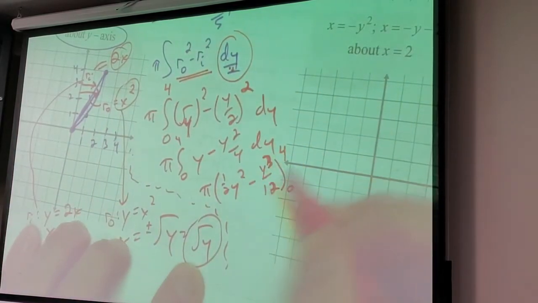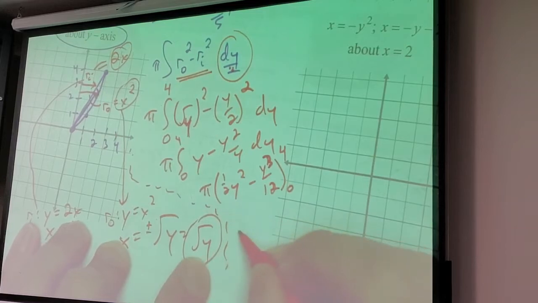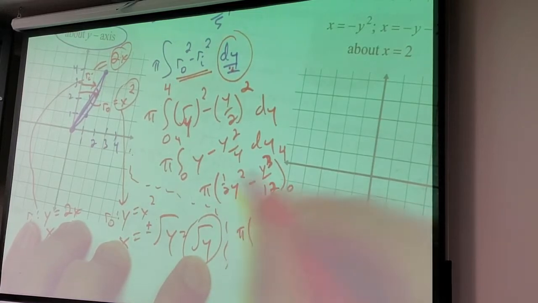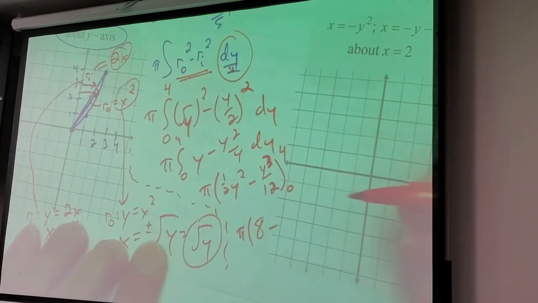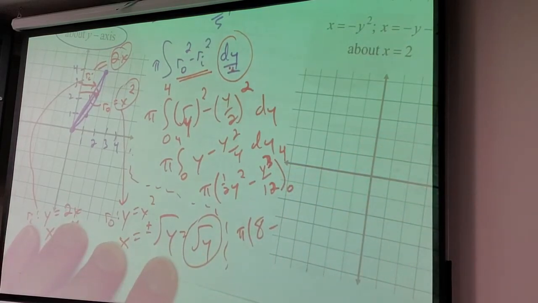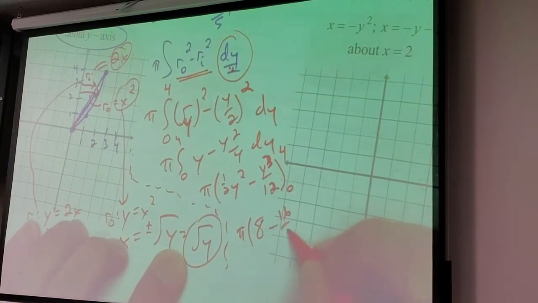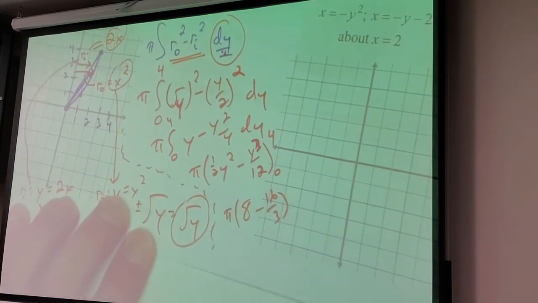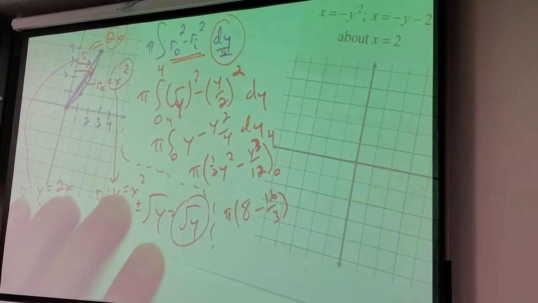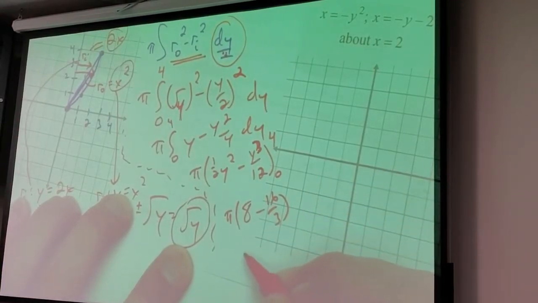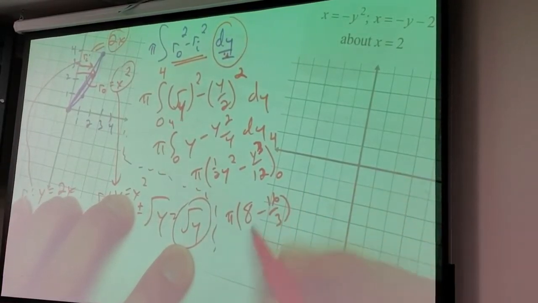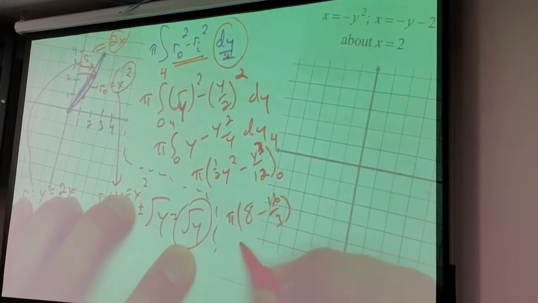So you put this in. You get pi times 16 divided by 2, which is 8, and 64 divided by 12 is something. I don't know, what is that? 16 over 3? Bless you. Okay, thank you. And then you get, is it 8 pi over 3?